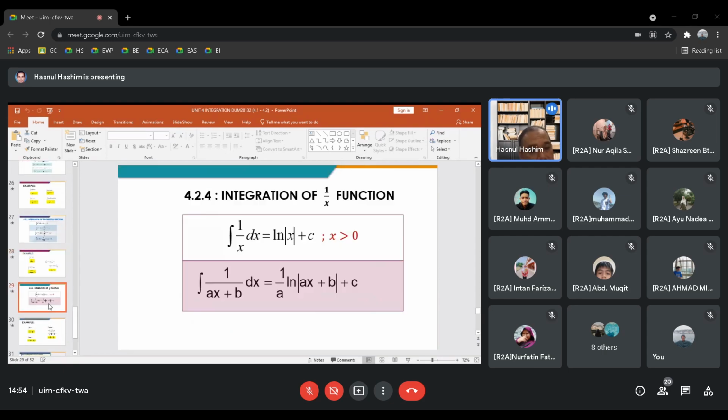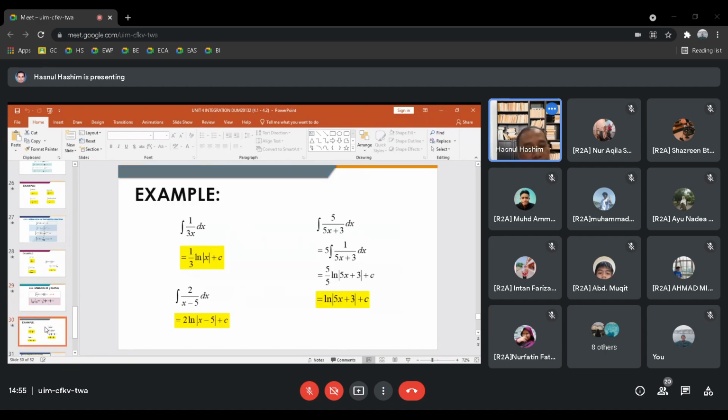And then we look here, integration of 1 over x function. So when we integrate 1 over x, we have ln x plus c. When we integrate 1 over ax plus b, we have 1 over a ln ax plus b plus c. Okay, for example, here 1 over 3x will be 1 over 3 ln x. Okay, 5 over 5x plus 3 will be 5 over 5, so ln 5x plus 3 plus c. And then here is 2 ln x minus 5 plus c.